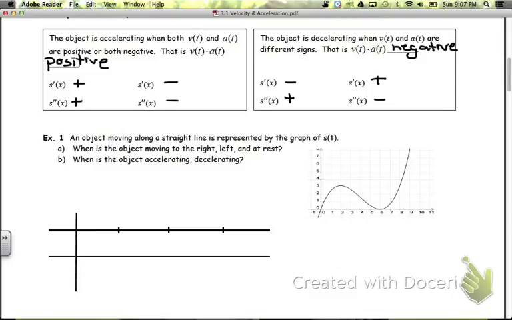So now let's look at our first example here. Please note we're not going to actually use this chart here. I unfortunately couldn't take it out since it's a PDF, so just ignore that for now.